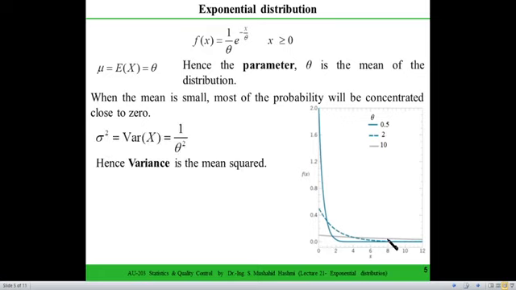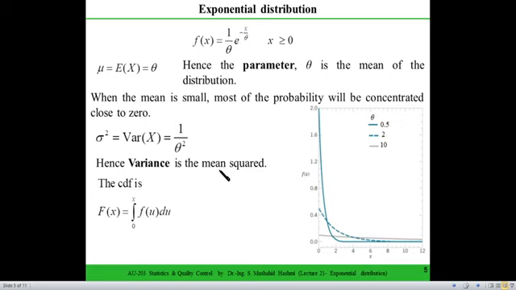And the variance has exactly the same definition. If we calculate the variance of x, where x is a continuous random variable, we are not going into deriving this expression, but just writing it down, and you can derive it at home. The variance is actually 1 upon the square of the parameter. So here the variance is like the mean squared.